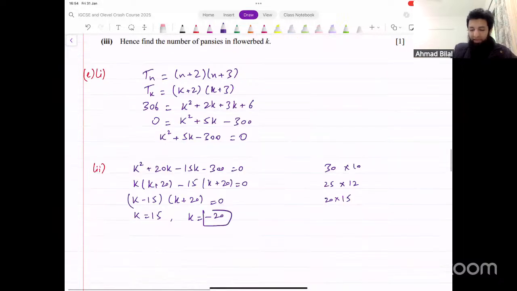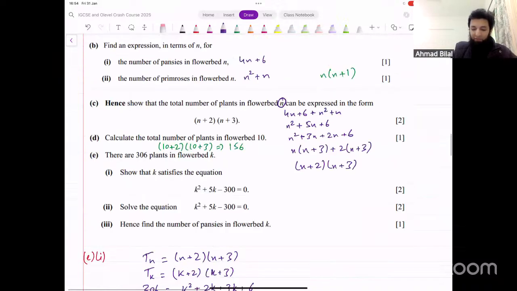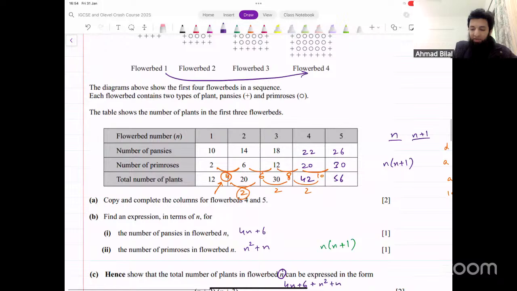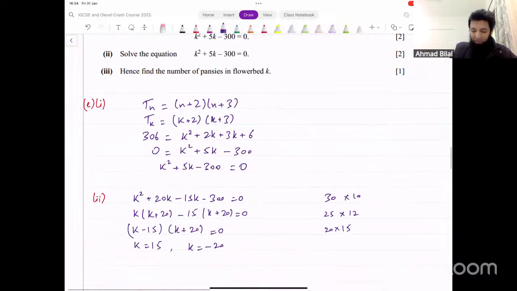Can it be negative 20? That does not make sense, right? We can't. We are starting from 1 and we're going in the positive direction like this. We can't have a negative number in place of k. So the only possible answer that we have here is 15. You have to make sure that you cross this answer out, ignore this answer. The only possible solution should be k equal to 15.